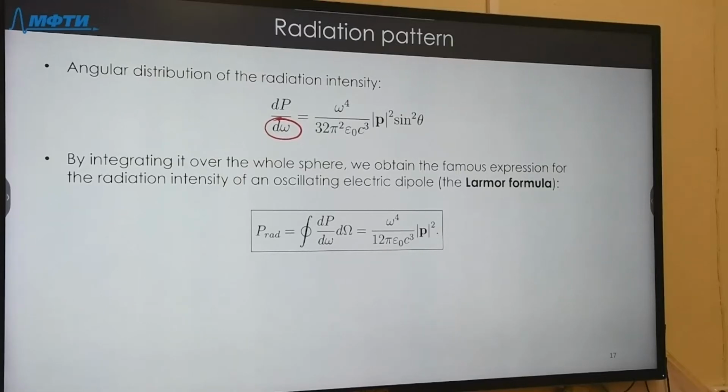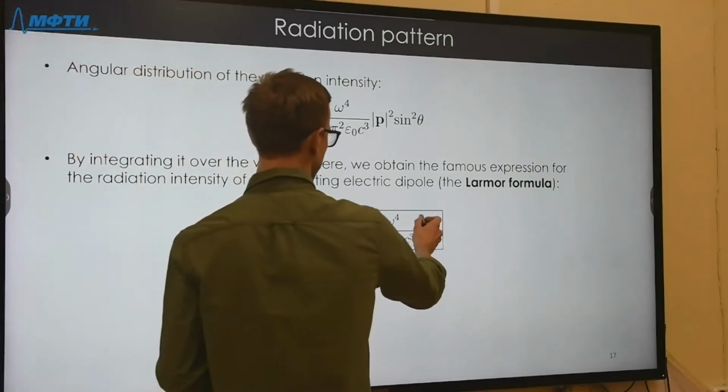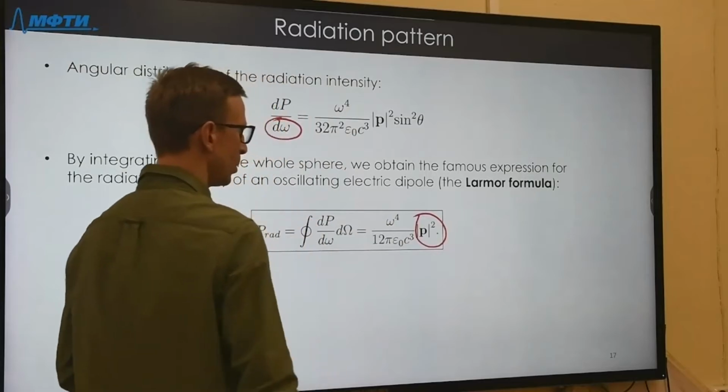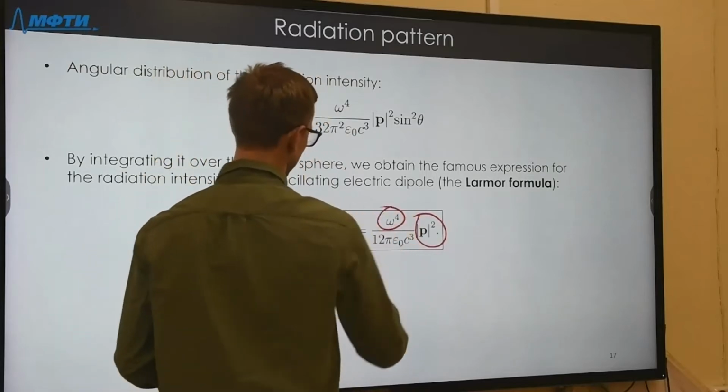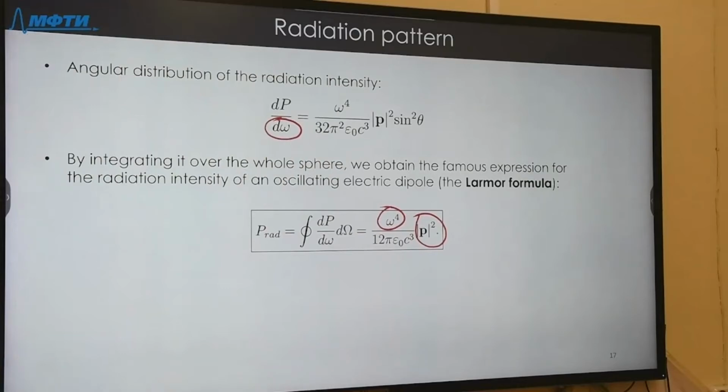So we're going to obtain the following famous formula, the Larmor formula, that describes the total emission intensity of a point dipole in all directions, the integral emission intensity into all directions, which is proportional to the square of the dipole moment and to the fourth power of the frequency. So as you can see, as long as the magnitude of the dipole moment is fixed, the emission intensity grows quickly with frequency.